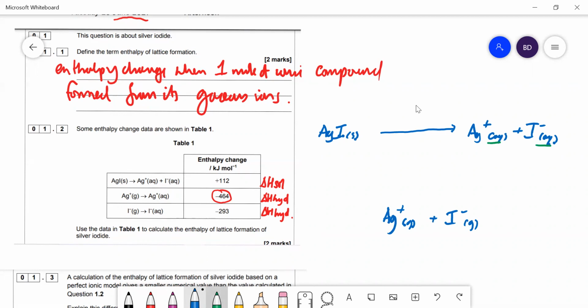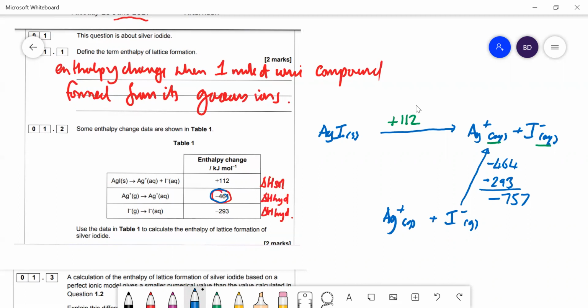Okay, so we know the number of this one. They tell us that's plus 112. It's pretty endothermic, and that's why silver iodide incidentally won't dissolve. It's insoluble because that is too endothermic. Here we're getting the gaseous ions. When we put them in aqueous solution, we're hydrating them. So that means we've got to add minus 464 for the hydration of silver ion, and minus 293 for the hydration of the iodide ion. If we add that together, we get a total of minus 757 there.